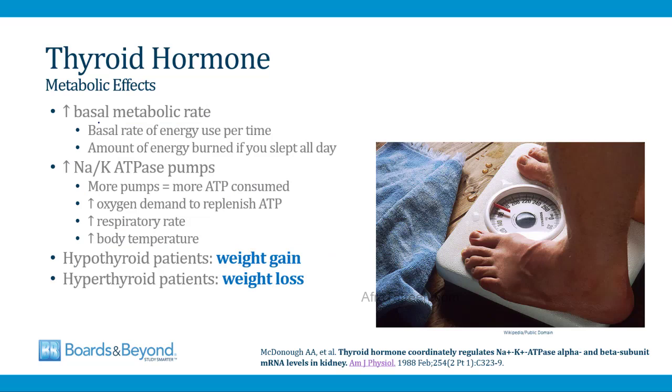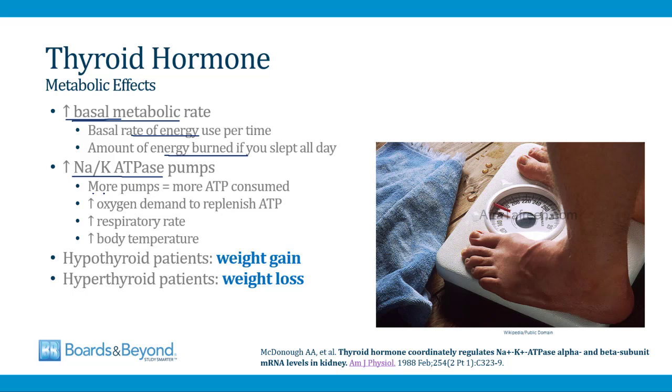Some other metabolic effects of thyroid hormones are that they raise the basal metabolic rate. This is the basal rate of energy use per time by the body. It's essentially the amount of energy you would burn if you slept all day and performed no activity. Thyroid hormones raise this rate, and they are responsible for keeping it normal. One of the major ways that thyroid hormones raise the basal metabolic rate is by increasing the number of sodium-potassium ATPase pumps found on cells in the body.